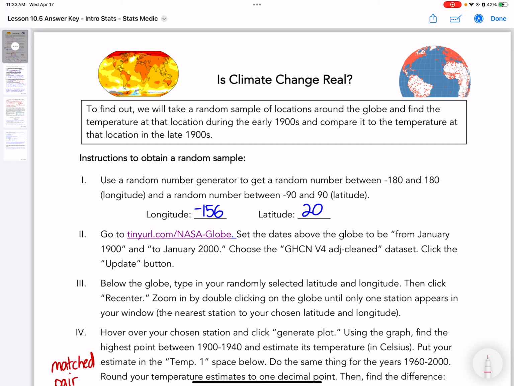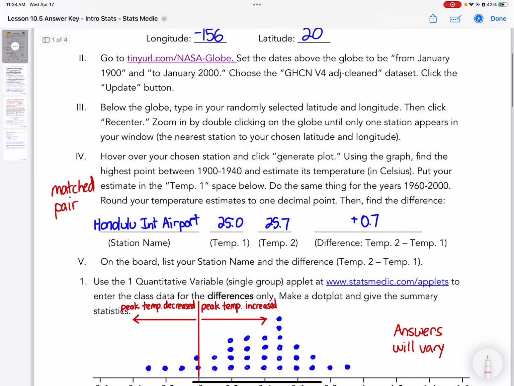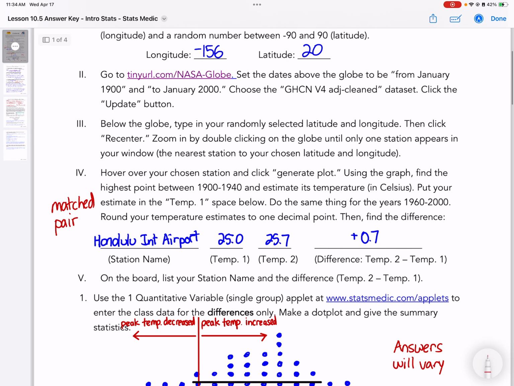Then I went to this link that you can see, which has all of the data going back about 100 years or so for the Earth, the temperature and other things like that. My particular spot is Honolulu International Airport, longitude of negative 156, latitude of 20. The temperature in about 1900 was 25 degrees, and the temperature a little before 2000 was about 25.7 degrees. This is Celsius, of course.